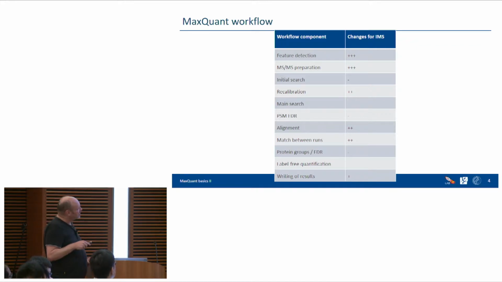But then things like the initial search and main search remain more or less the same, because the spectra that the search engine will see will look exactly the same, since we project them down to normal spectra. But then things like recalibration will change, because we saw already that, for example, for the mass recalibration, we determine nonlinear recalibration functions of the mass that depend in a nonlinear way on the mass itself and on the retention time, right?